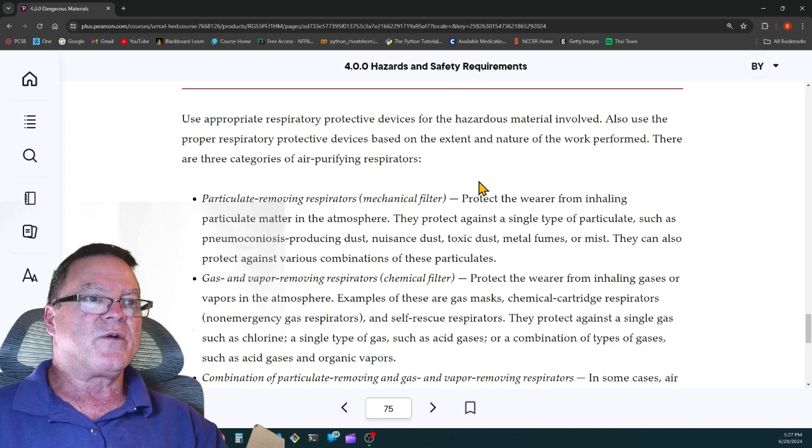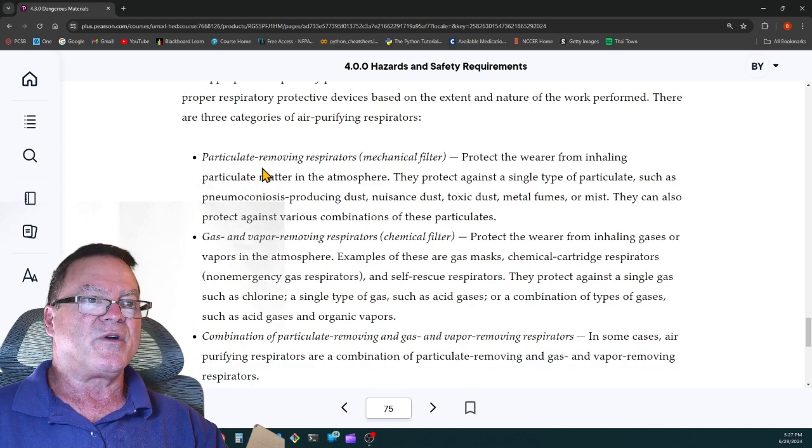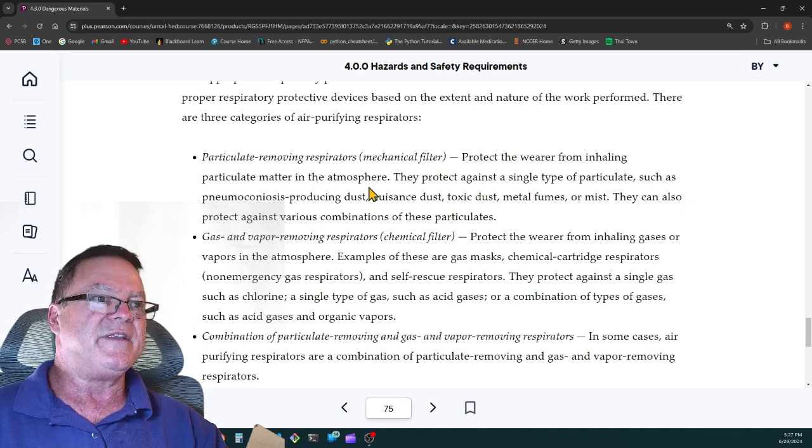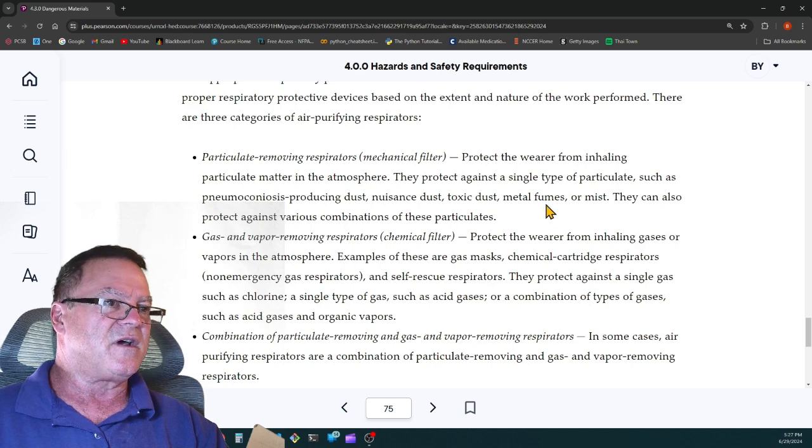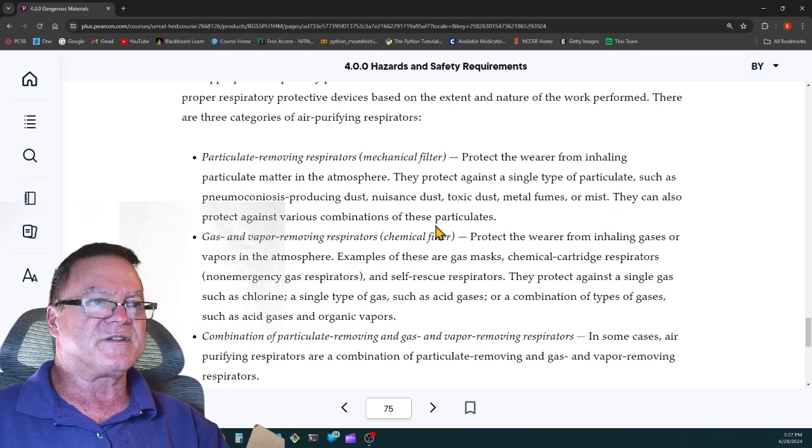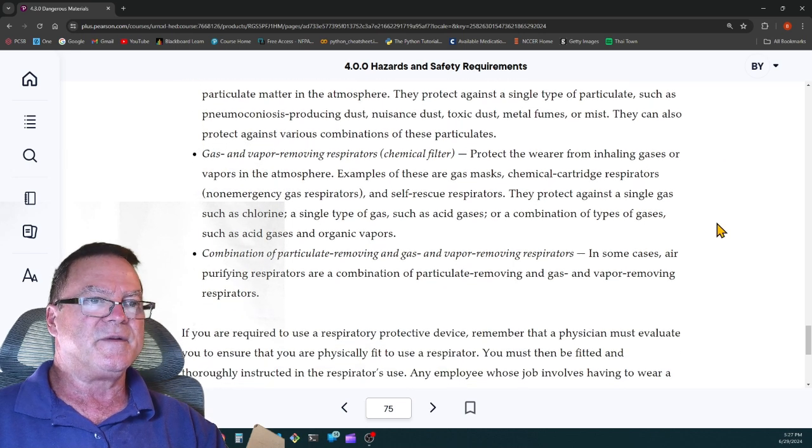So it says there are 3 categories of air purifying respirators. The particulate removing respirators, mechanical filter, protects the wearer from inhaling particulate matter in the atmosphere. They protect against a single type of particulate such as pneumoconiosis producing dust, nuisance dust, toxic dust, metal fumes, or mist. They can also protect against various combinations of these particulates.